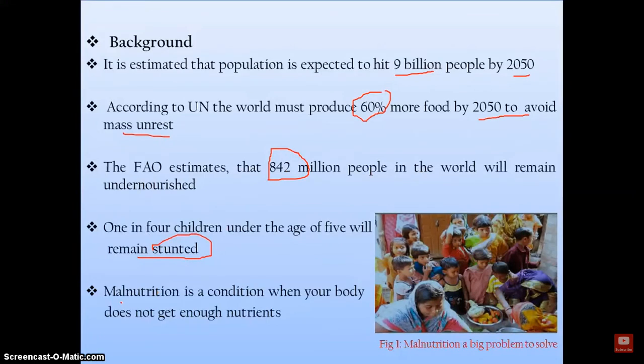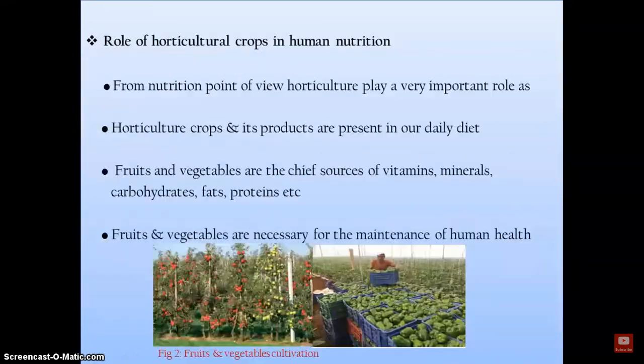Malnutrition is a condition when your body does not get enough nutrients. You can see here in the figure, children with no access to a balanced diet. So these are the problems which need solutions, and horticulture could play a major role in this. So let's talk about the role of horticulture in a bit of detail. First, the role of horticultural crops in human nutrition.